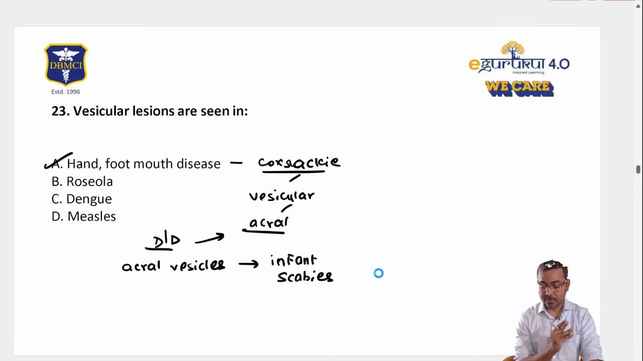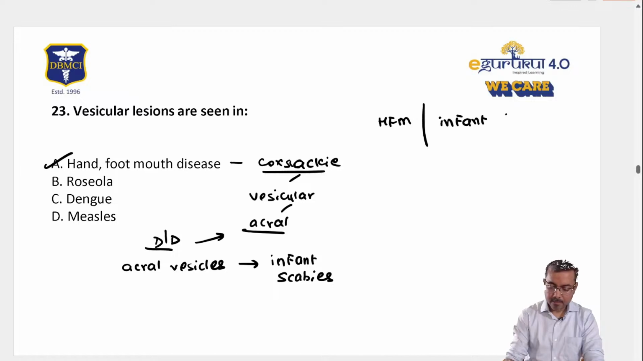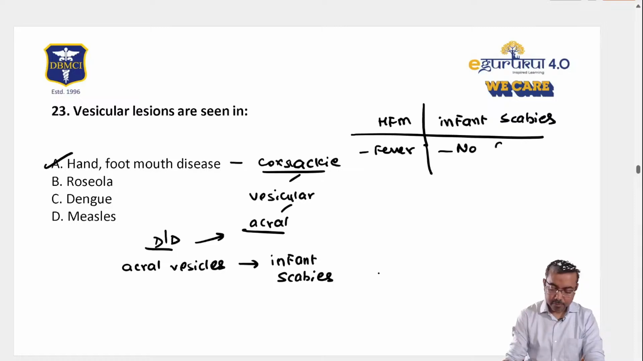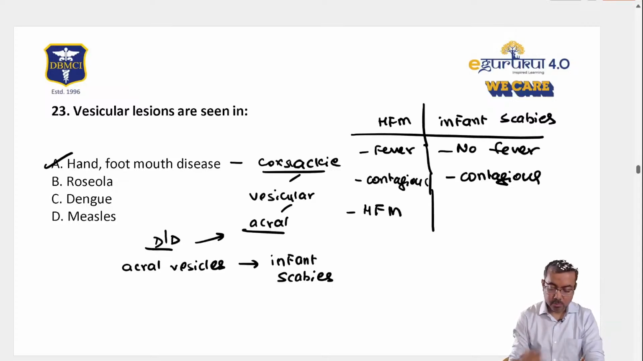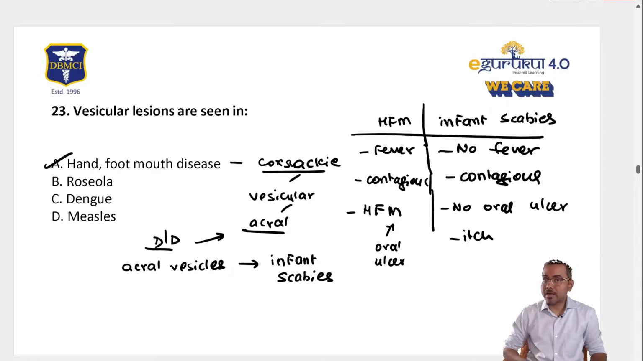Acral vesicles: hand, foot, mouth. How do you differentiate between hand, foot, mouth and infant scabies? Both are acral areas, both are acral rashes. Hand, foot, mouth always has fever, infant scabies has no fever. Both are very contagious. Hand, foot, mouth means hand plus foot plus mouth, inside the mouth, so there are oral ulcers. There's no oral ulcer in infant scabies, and there's obviously a lot of itching in scabies, which you will not get in hand, foot, mouth.